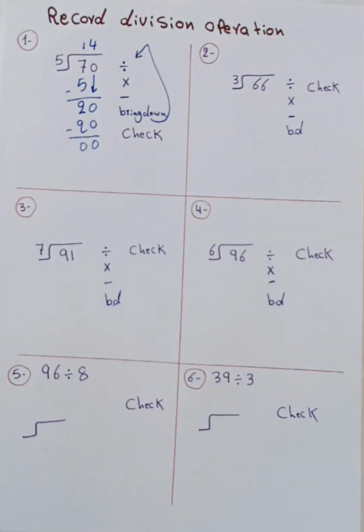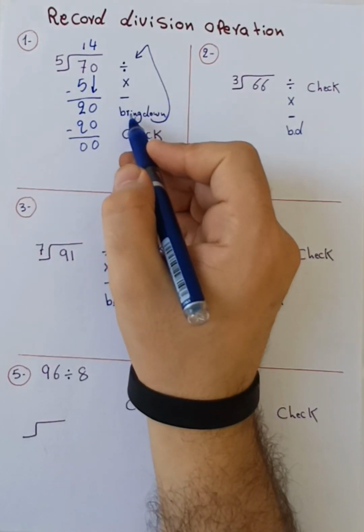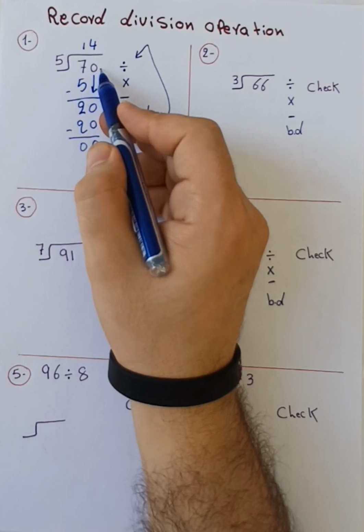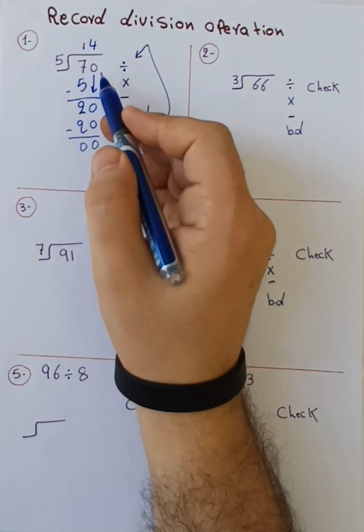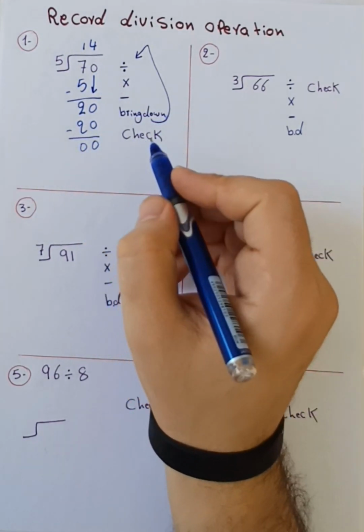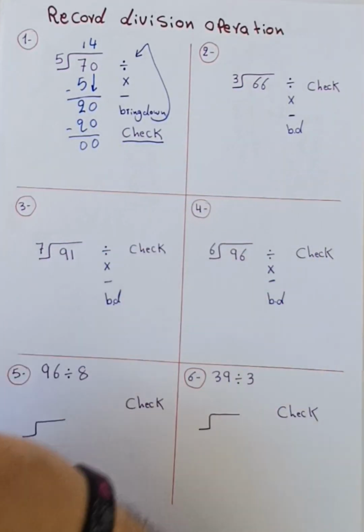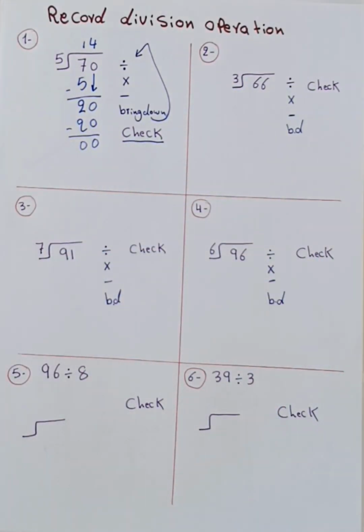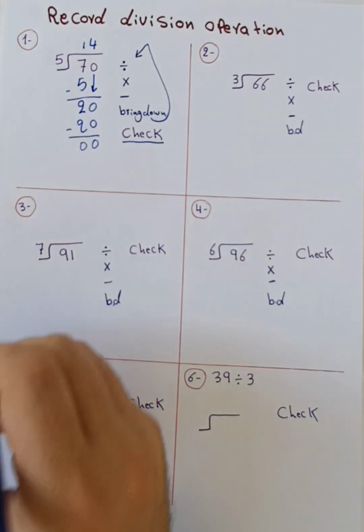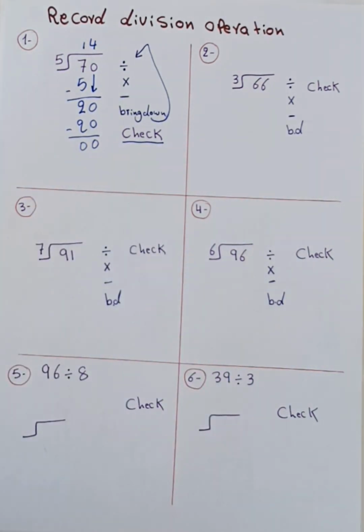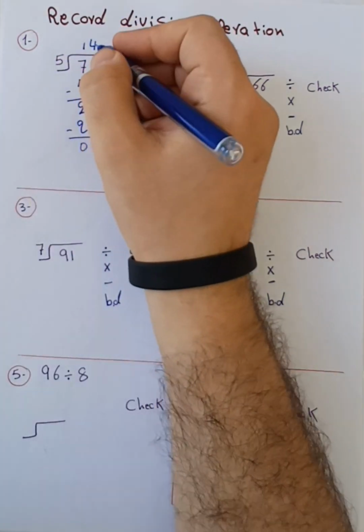And then after subtract, we have bring down. But after this 0, we don't have any numbers to bring down. We have to stop here, and then we have the check step for long division. But before the check step, I have to identify the numbers.